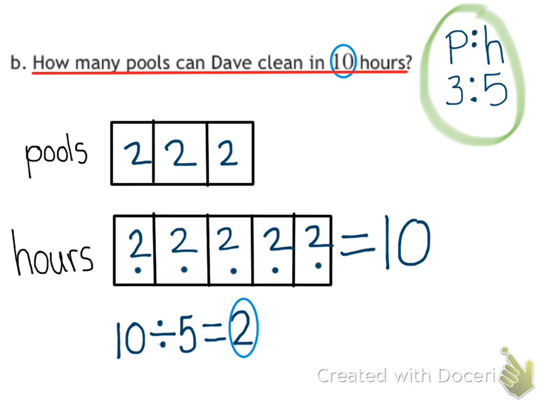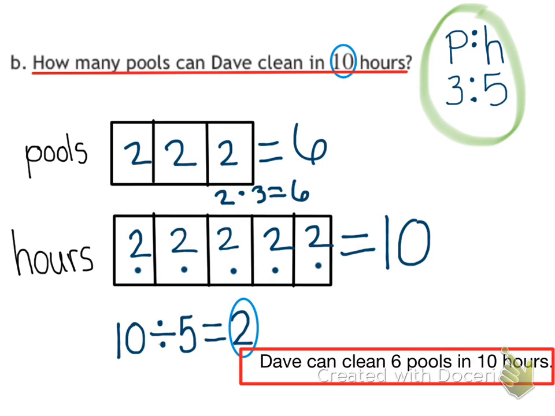Now I have enough information to answer how many pools Dave can clean. So Dave can clean 6 pools. Dave can clean 6 pools in 10 hours.